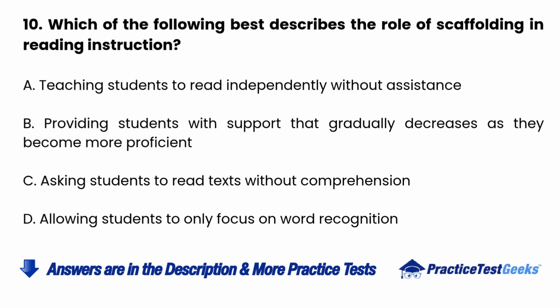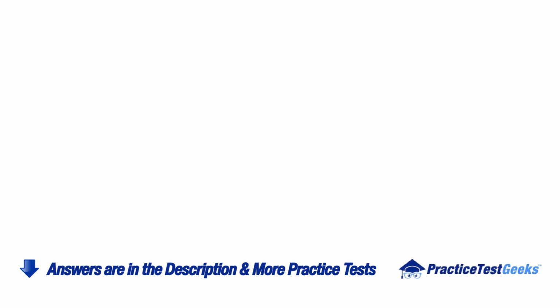10. Which of the following best describes the role of scaffolding in reading instruction? A. Teaching students to read independently without assistance. B. Providing students with support that gradually decreases as they become more proficient. C. Asking students to read texts without comprehension. D. Allowing students to only focus on word recognition.